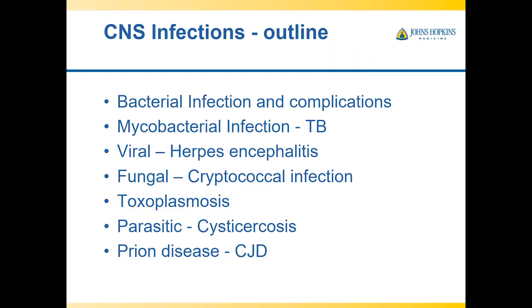We will cover primarily intracranial infections on this talk, and under broad categories of disease, we will include only a few of the potential etiologies of infection. So the outline of the current talk is bacterial infection and complications, mycobacterial infection, viral infections with a focus on herpes encephalitis, fungal disease with cryptococcal infection being covered, toxoplasmosis, then parasitic infection including cysticercosis, and prion disease. We will talk about CJD.